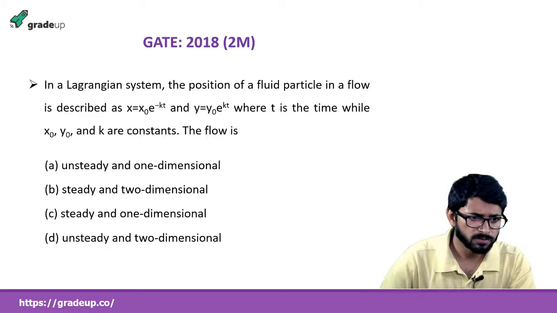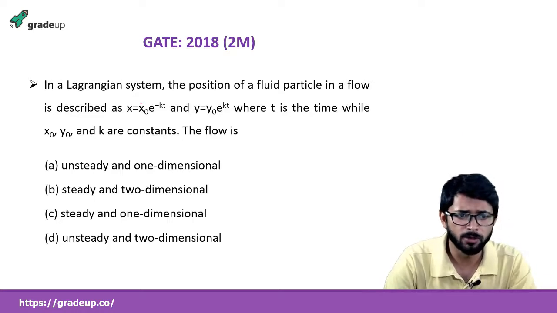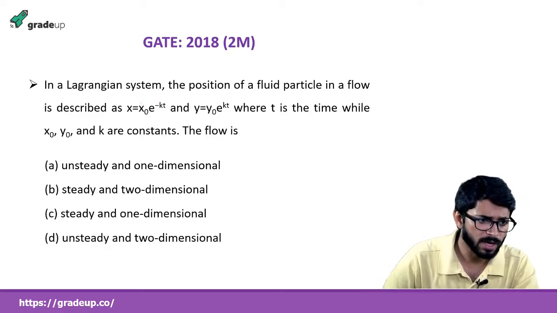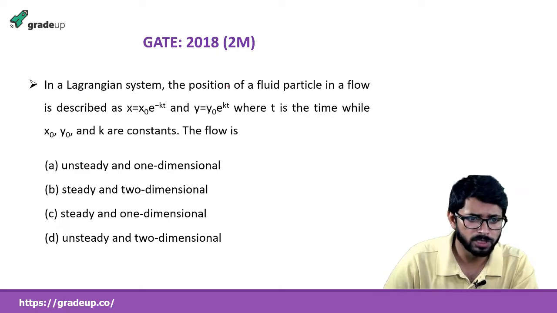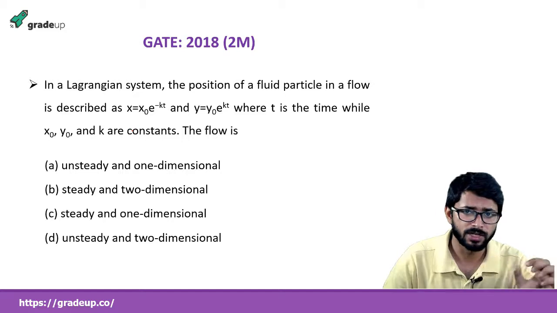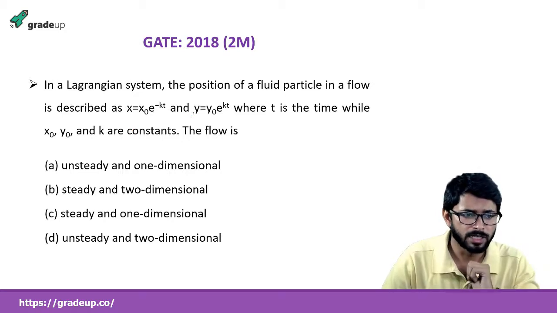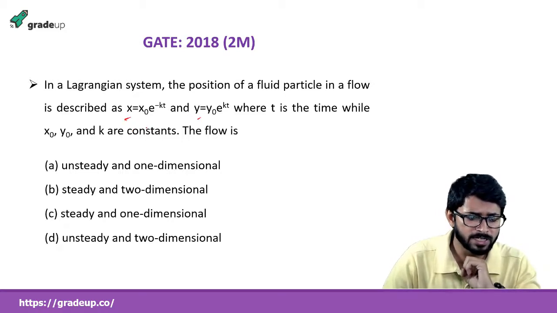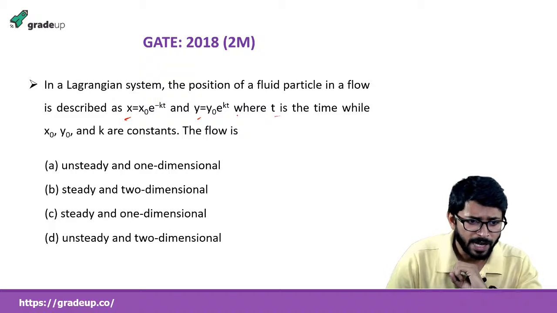So now moving on, another question is asked from GATE 2018. This question is for 2 marks. In a Lagrangian system, the position of a fluid particle in a flow is described. Please note it down: the x and y coordinates of a fluid particle in a fluid flow are given, where t is the time.